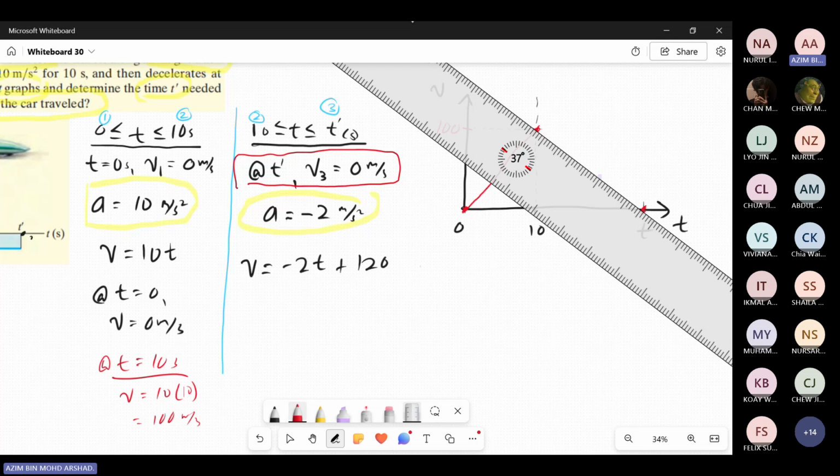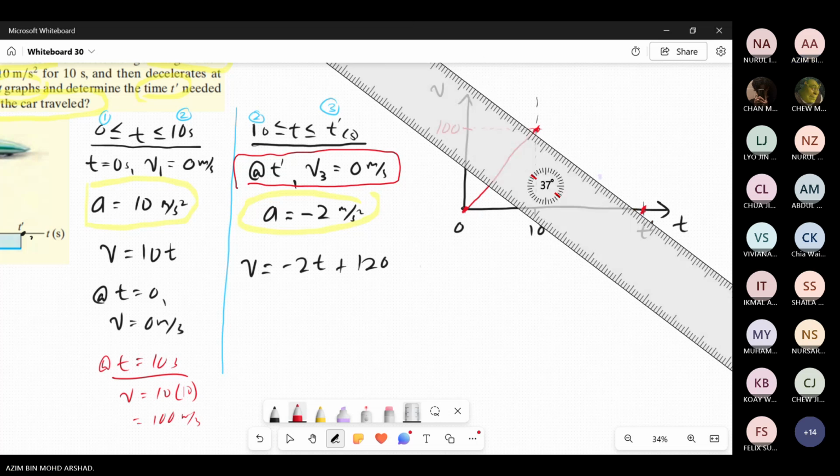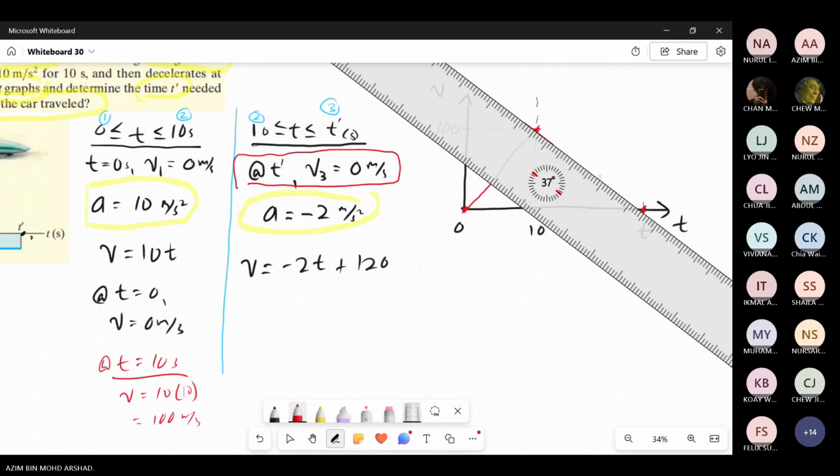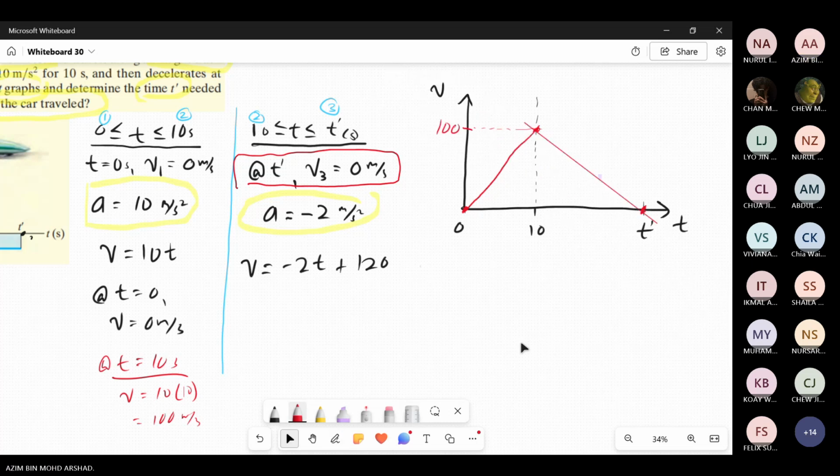Okay, it is much better. Okay, so this is what it looks like. So this is what the vt graph looks like.